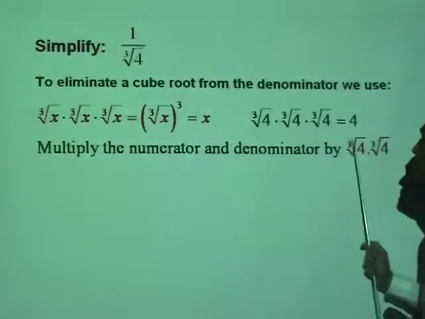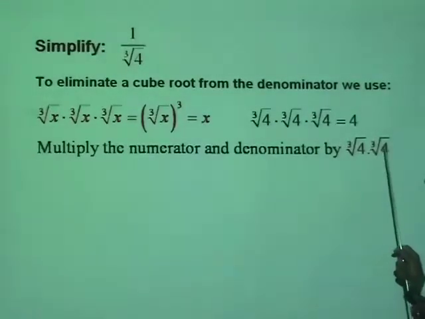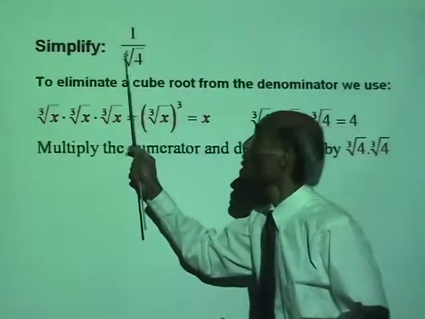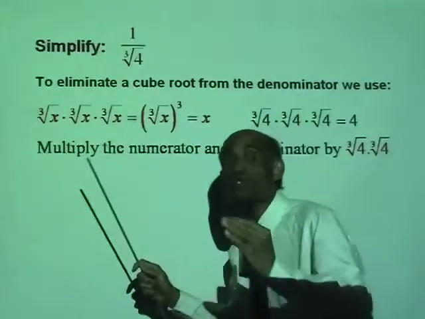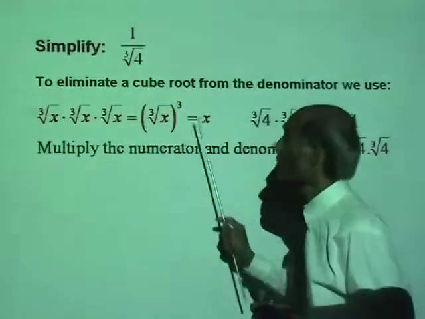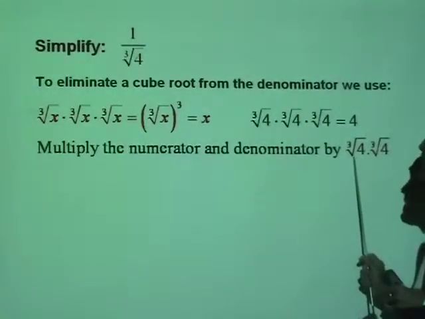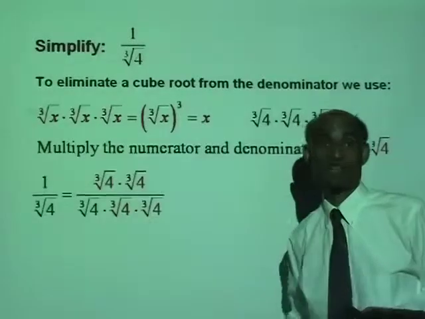Multiply the numerator and denominator by cube root 4 times cube root 4. Why? We have 1 cube root 4 on the denominator. To remove that radical, we need 2 more. So multiply the denominator by cube root 4 times cube root 4. Also the numerator by the same number.